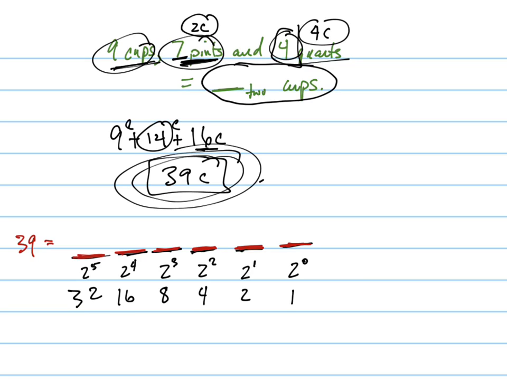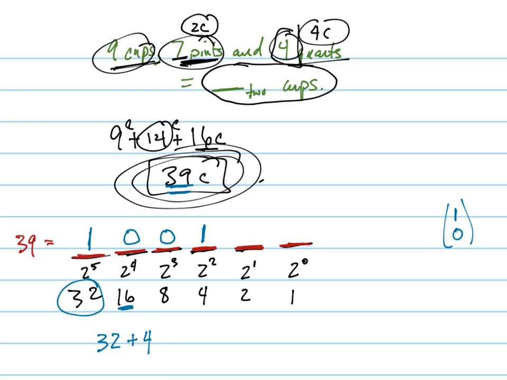But I do need 32. I need one of these. So far I've got 32. Plus, how many 16s do I add to that? 0. I don't want any of those because that'll put me over 39. Same with 8. I don't want an 8 because that'll put me over 39. I do want 1 4. Remember, my only options are 1 or 0. Because base 2, your only digits that you can use are 1 or 0.